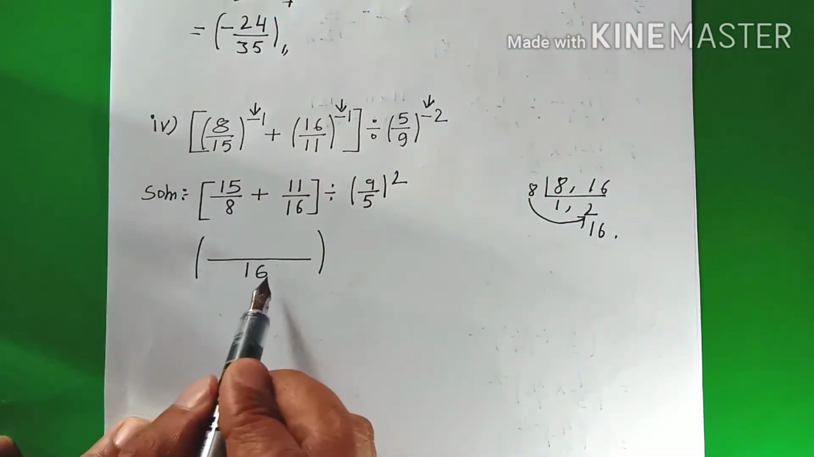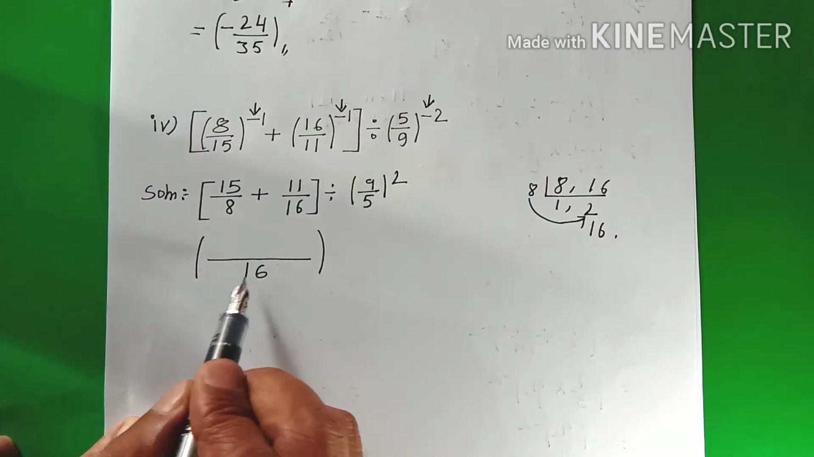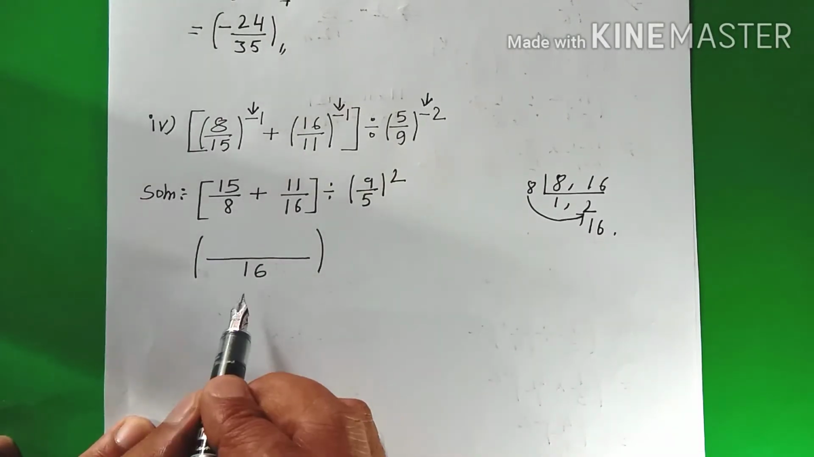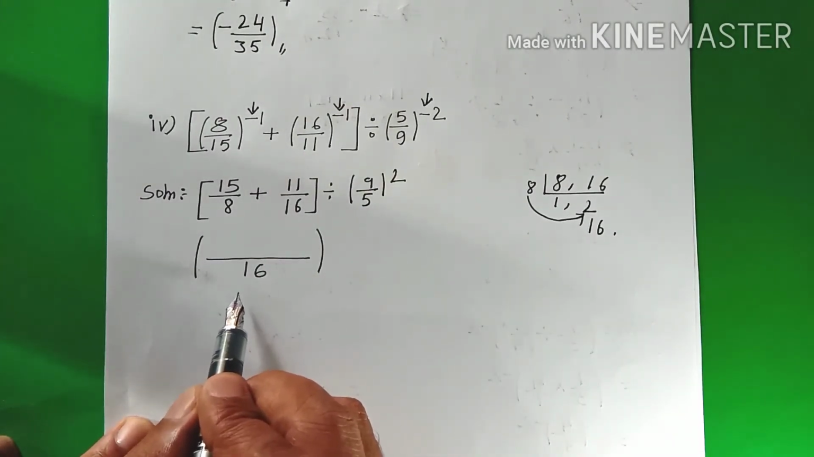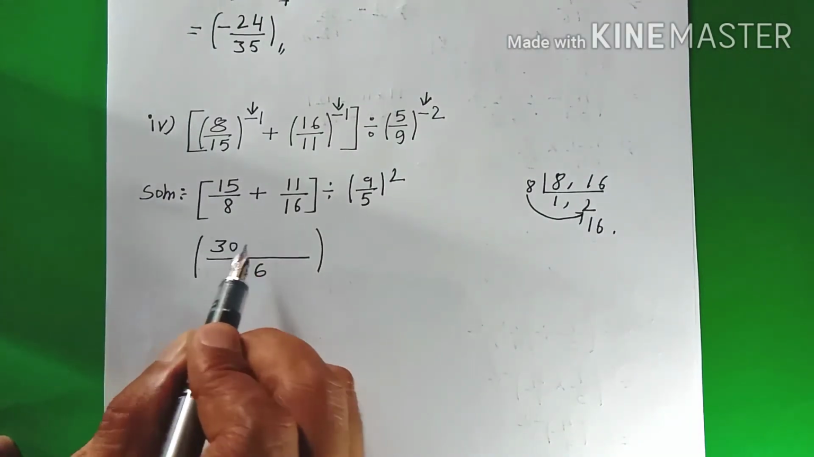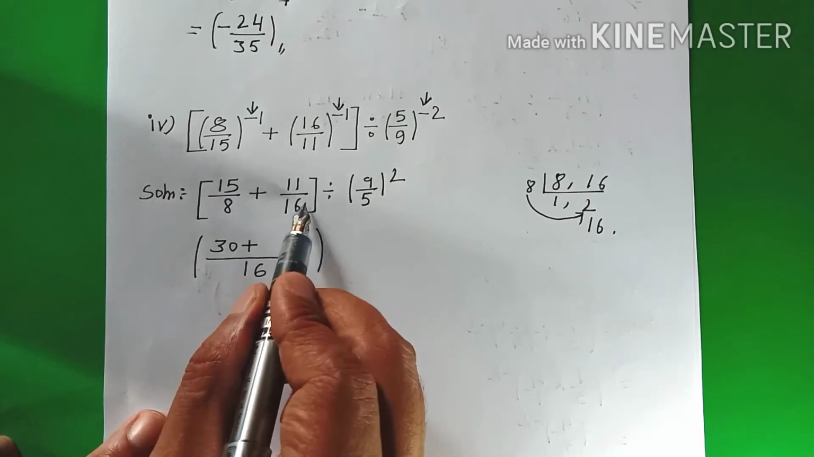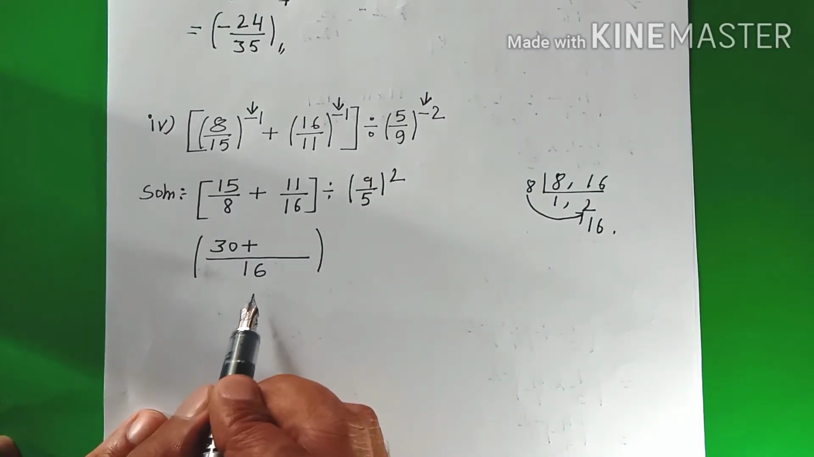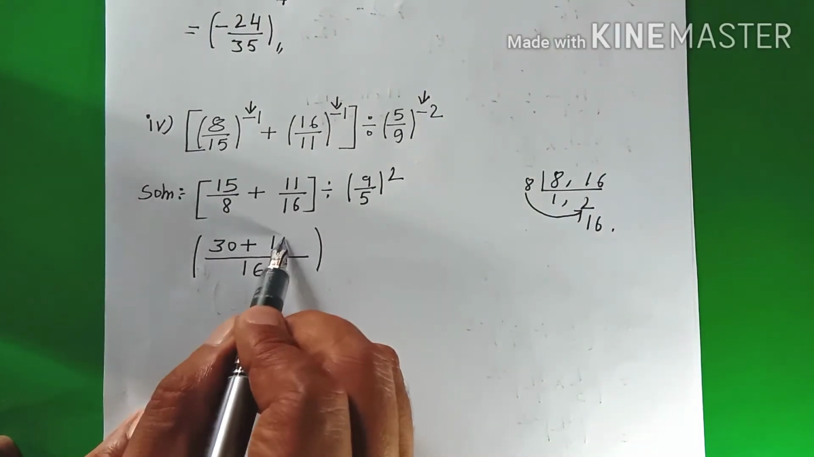Now 8 into how many times 16? Yes, 8 into 2 times. So with that answer you can multiply here. So 2 into 15, that is equal to 30, plus again here 16 into how many times? 1 time. So 1 into 11 will be 11.